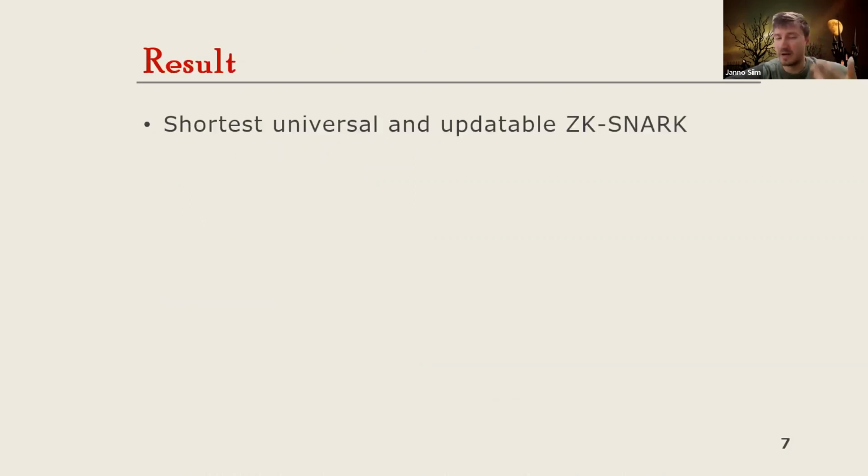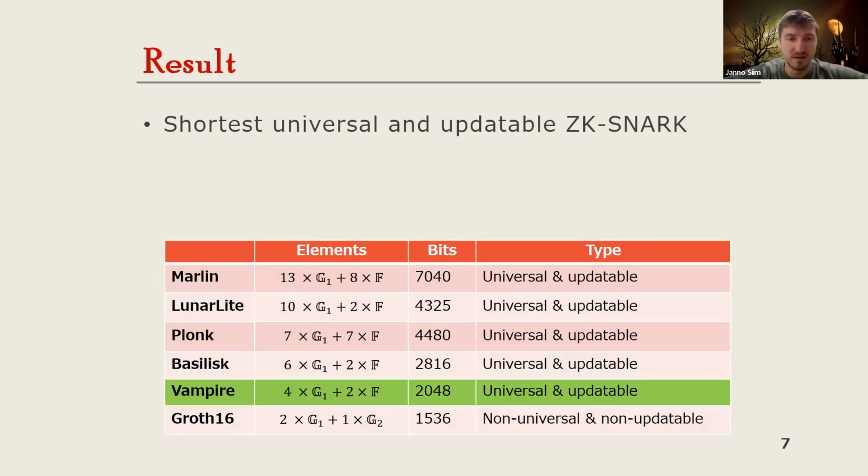So these are basically ways to make the SRS generation quite a bit more usable in practice. So now let's go to our result in this work. We constructed the shortest universal and updatable ZK SNARK that is known so far. So here is a table comparing them.